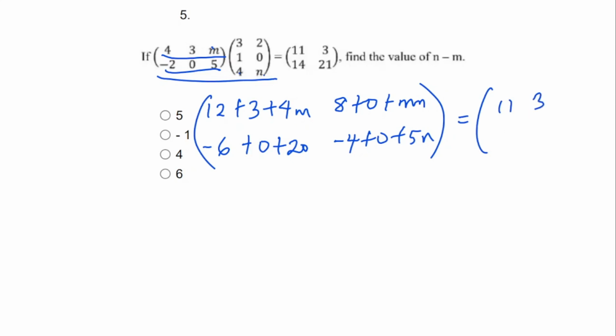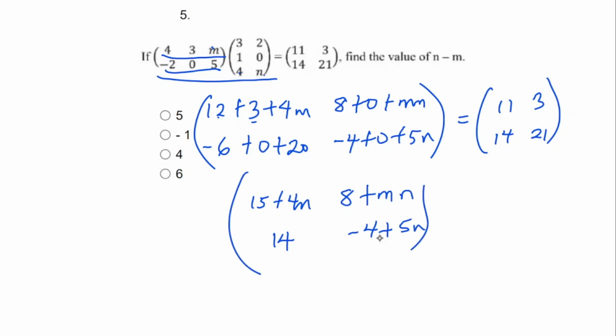11, 3, 14, 21. So what we're going to do next is complete this one. 12 plus 3, that is 15, plus 4n. Then this will be 8 plus mn. Then this is going to be 14. And this will be minus 4 plus 5n. Then everything must be equal to 11, 3, 14, 21.